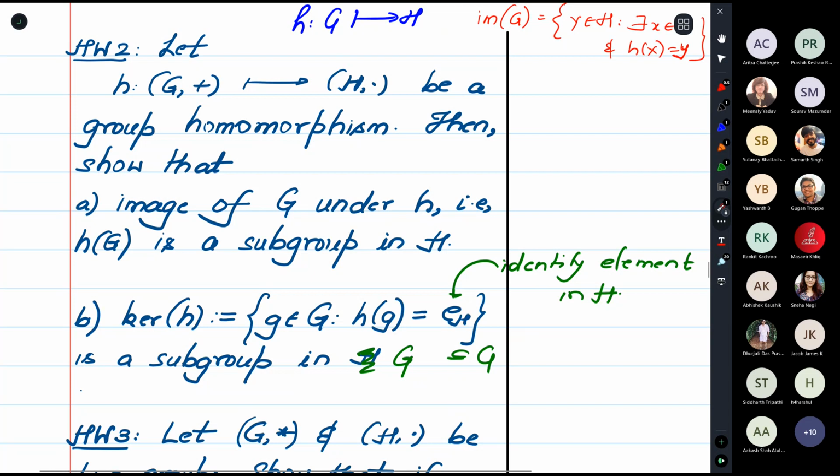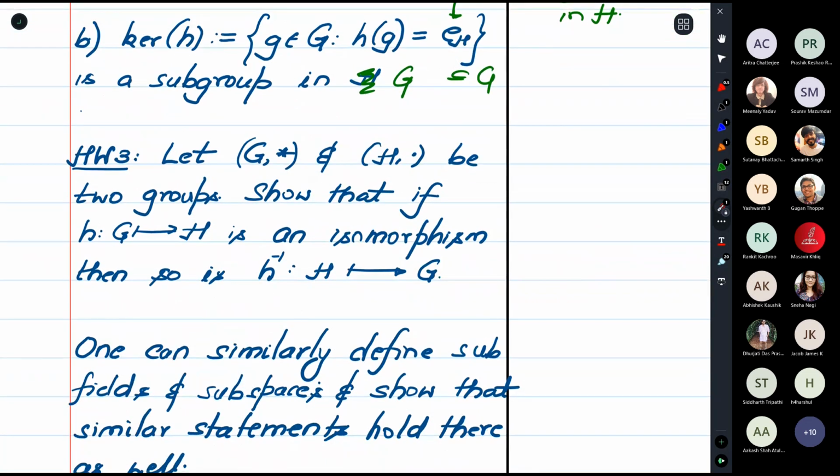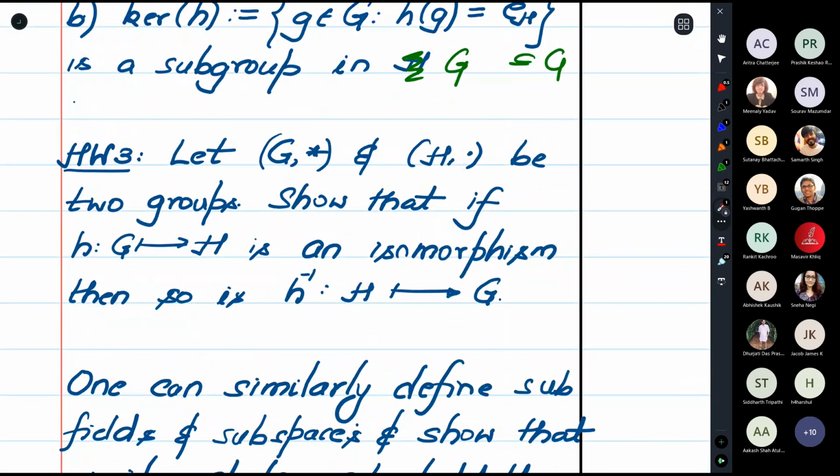So one should be able to verify that if H is a group homomorphism, then the image of G under H is a subgroup in H, and the kernel of H is actually a subgroup in G. And there will be one more question that I'll be asking as part of your homework, which goes as follows. Let (G, star) and (H, multiplication) be two groups, and let's say H is an isomorphism, which means that it is a homomorphism and a bijection between these two groups.